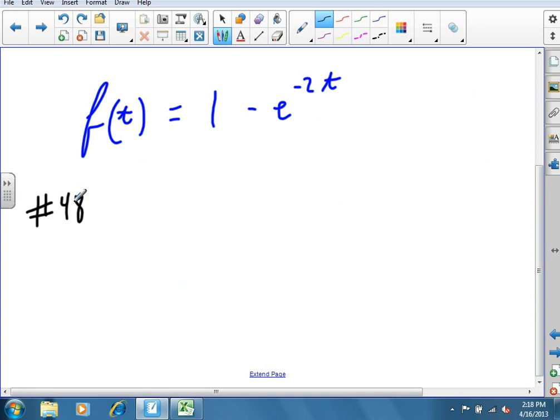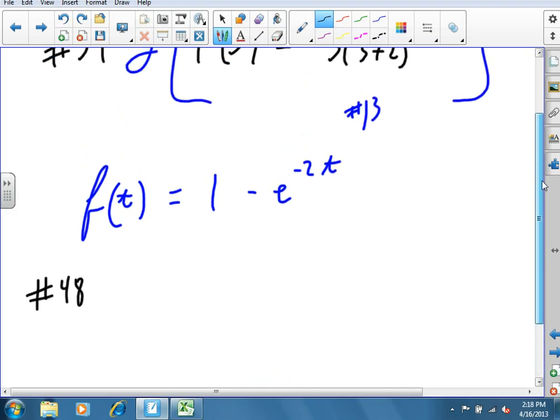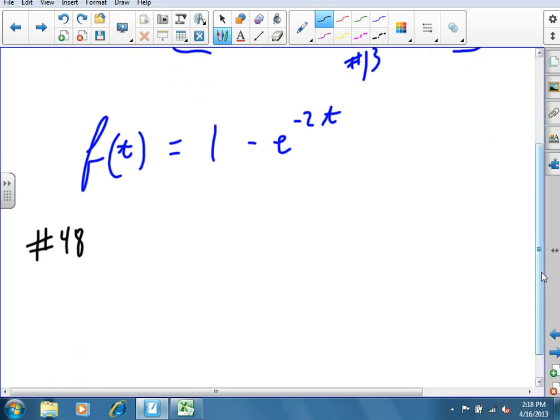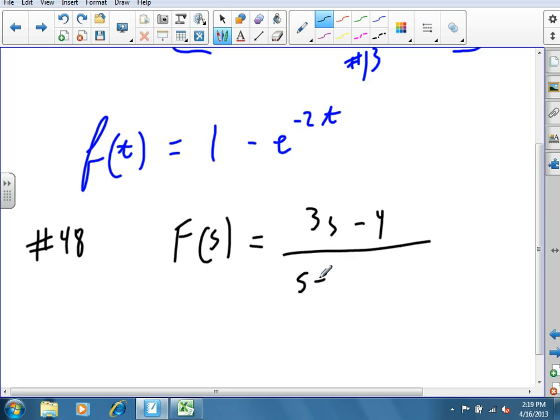Now, that's not the way I would have solved this problem in the differential equation class. I would have done a partial fraction on this guy, but I don't have to because I already have the right answer. 48. So I've got f of s is 3s minus 4 divided by s plus 2 times s squared plus s plus 3.